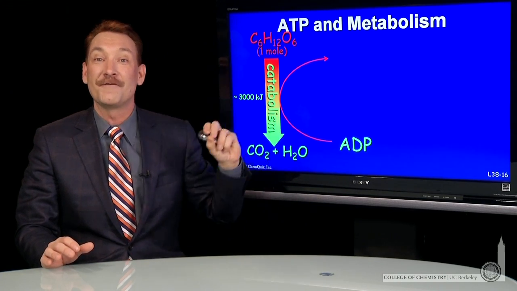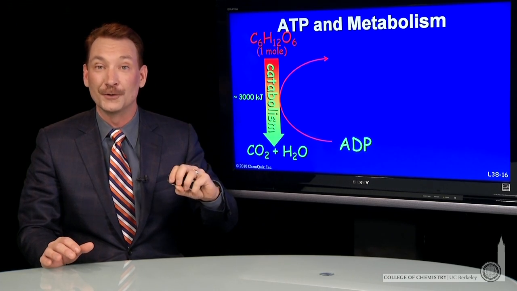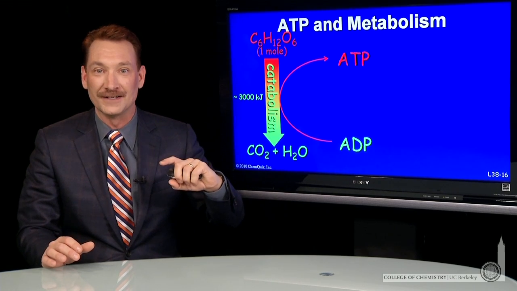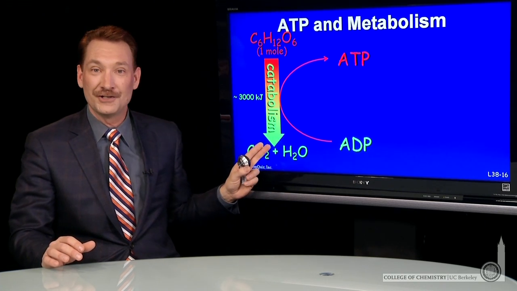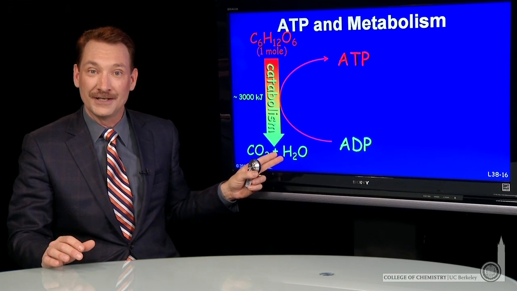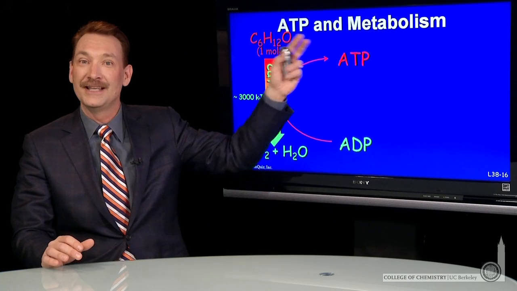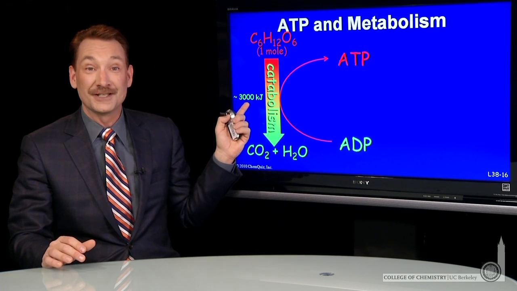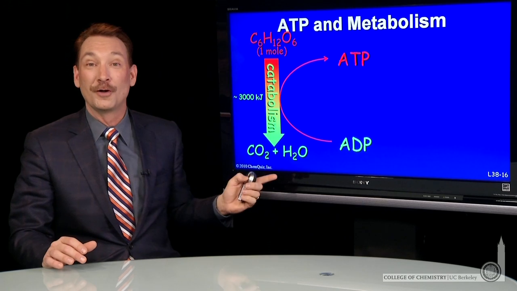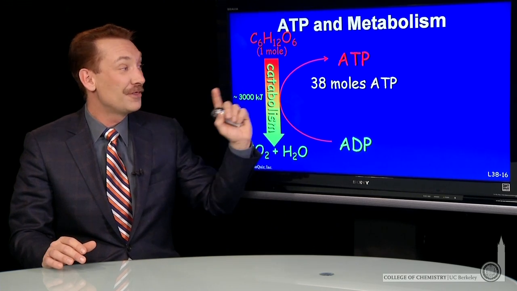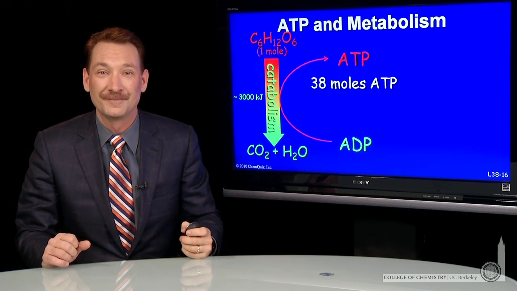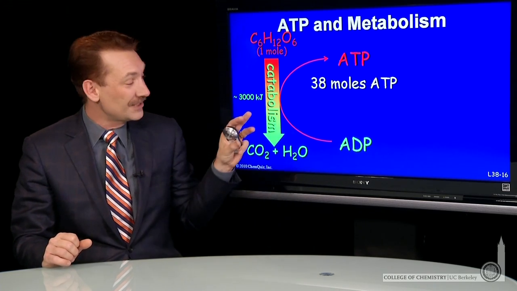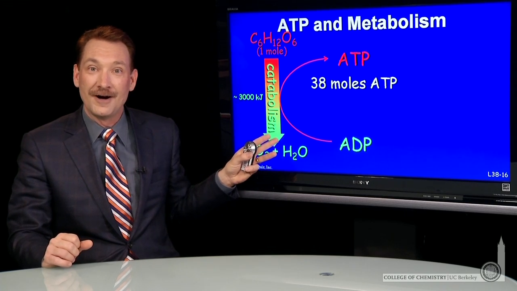energy reaction: the phosphorylation, the addition of a phosphate group to adenosine diphosphate to form adenosine triphosphate. So essentially, some of the energy that's released in this downhill reaction is captured in this uphill reaction. And indeed, for every 3,000 kilojoules released, that is every mole of glucose, you can form about 38 moles of ATP.